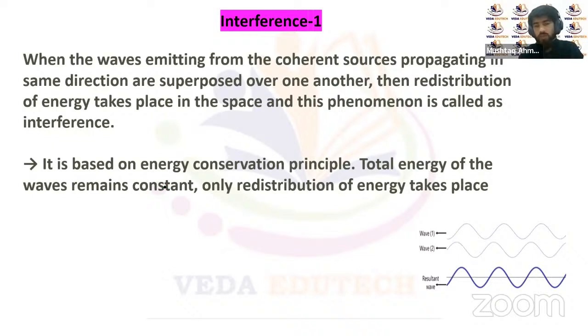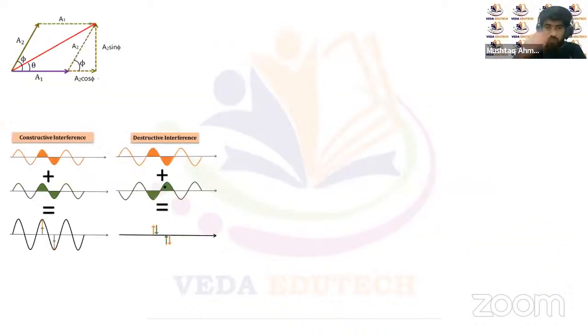So the superposition of two light waves from coherent sources, which should have the same phase or the same frequency, in this space is what we call interference. You can see here there are two waves, wave 1 and wave 2. They are superposed on each other, and the superposition of these two waves gives us a single resultant wave.